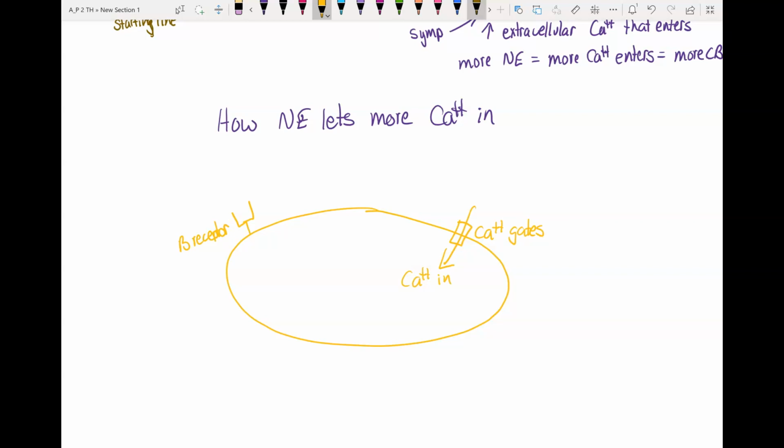Now remember, if it's a node, the calcium coming in is going to increase heart rate. If it's a muscle cell, the calcium coming in is going to increase force. But they both use the same method to let that extra calcium in. There's another molecule in here called cAMP, cyclic AMP.